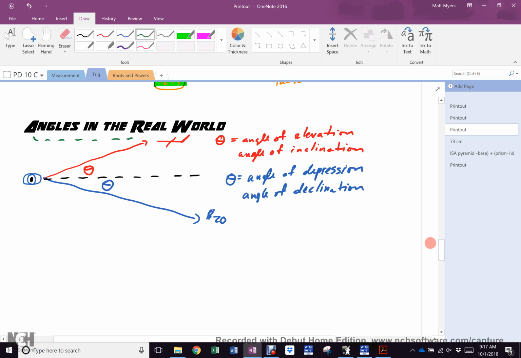Well, there's more than one angle in the real world. That's only up and down. Last I checked, there's other directions.